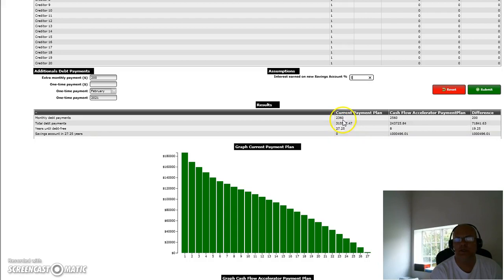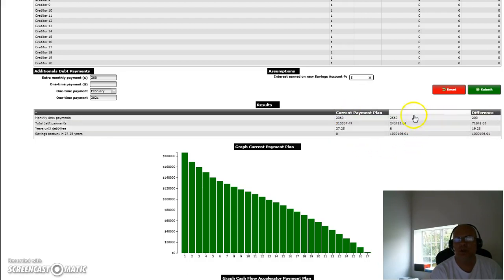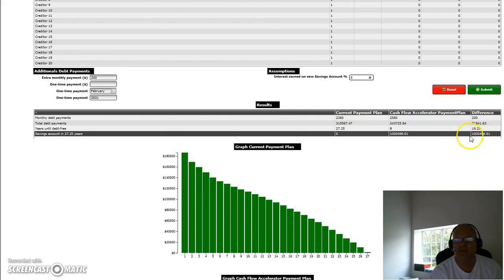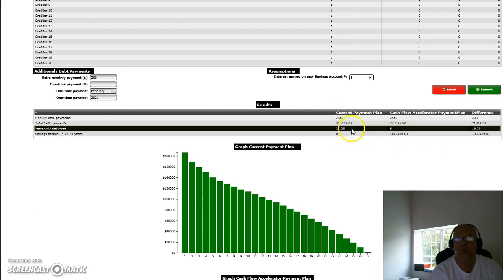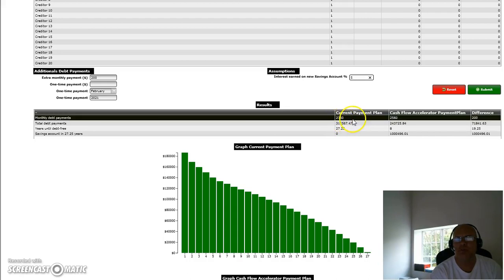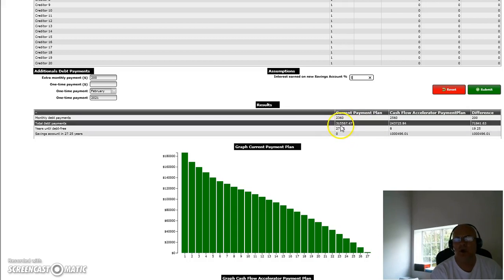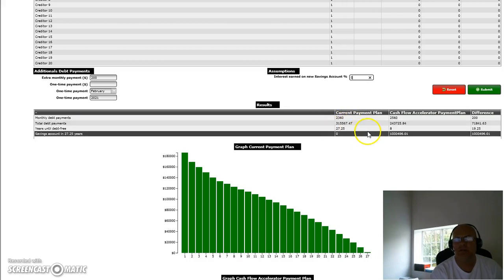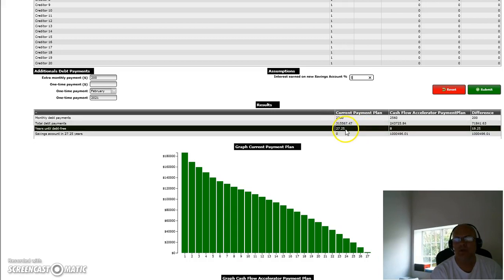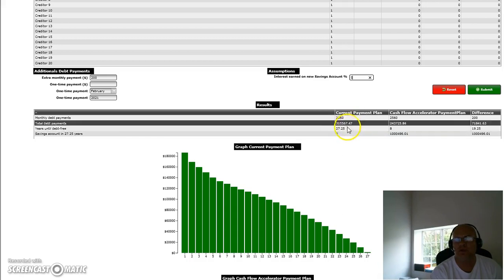I'd like to draw your attention to these columns up here. So this is your current plan, this is our plan, and this is the difference. So if we look at your current plan, right now you're spending $23.60 per month in your debt payments. You're going to pay back over 27.25 years, almost $316,000, and you'll be debt free at that point. You will have no savings accumulated, but you will be debt free.